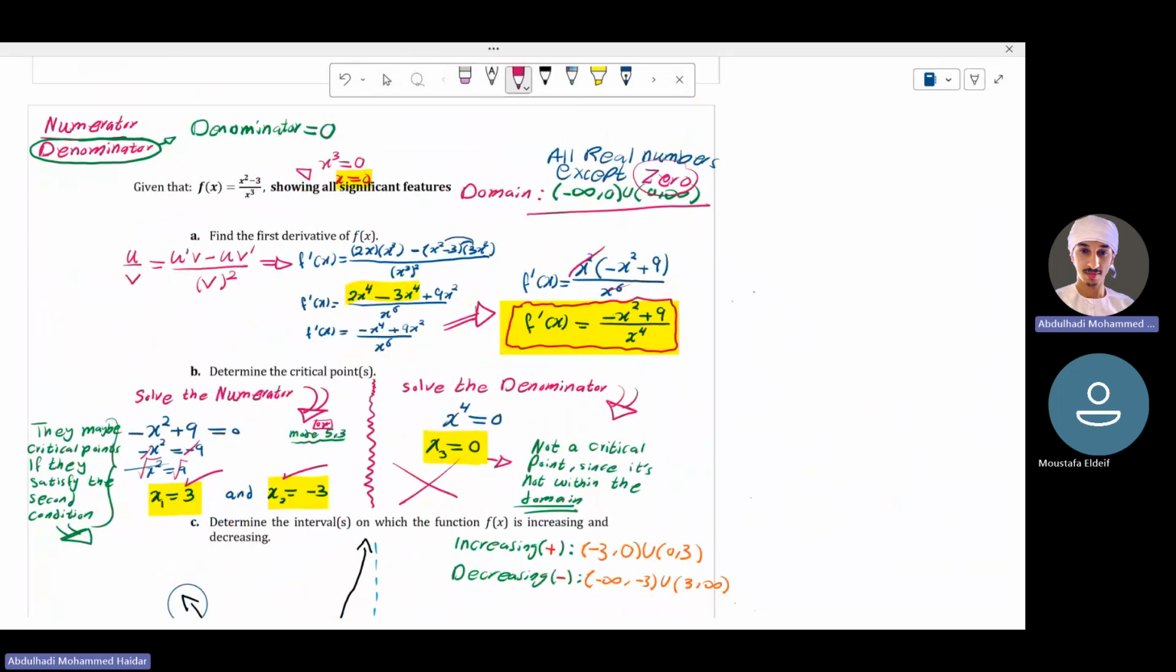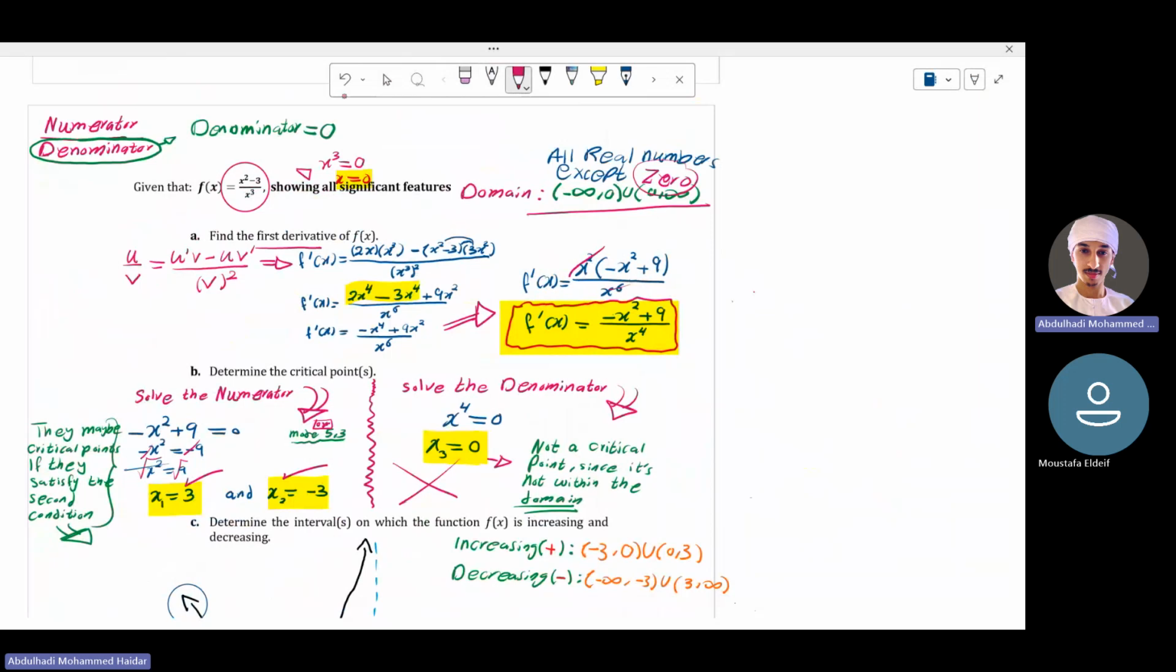The first step is to determine the domain. The second step is to find the first derivative. Since it is rational, we have to use what? The quotient rule. That's easy. We studied this in chapter 3. So just differentiate it.